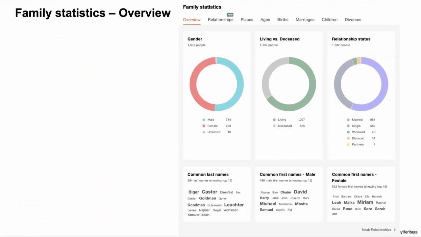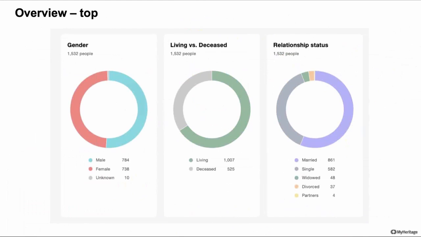So let's zoom into the top part, and you see we have gender, living versus deceased, and relationship status, that kind of marriage status between couples. You can see here in my tree, out of the 1,532 people that I have, almost half are male, almost half are female. That's pretty straightforward. You wouldn't expect anything much different than that. And a few have an unknown gender, people that I don't know what their gender is. Either I added them to the tree, or some of my family members that I have invited to the tree added their part of the tree without a gender.